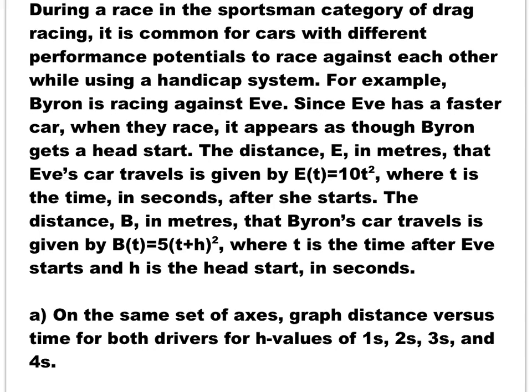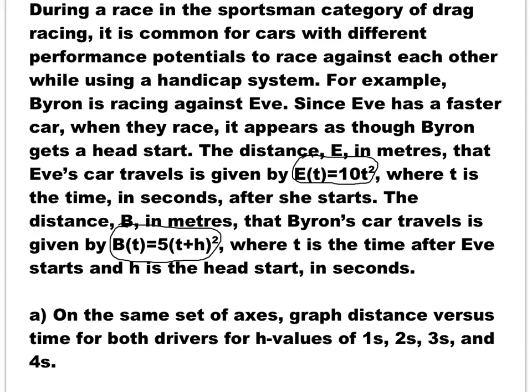In this example, we have a race between two people. One is Eve, the other one is Byron. Eve is driving a car which is faster than the one driven by Byron. The distance traveled by Eve is given by this equation: E(t) is equal to 10t squared. For Byron, the equation is B(t) is equal to 5t squared.